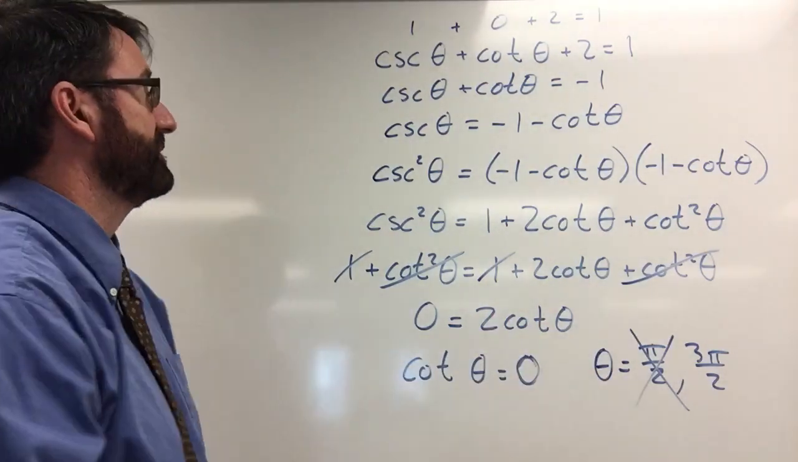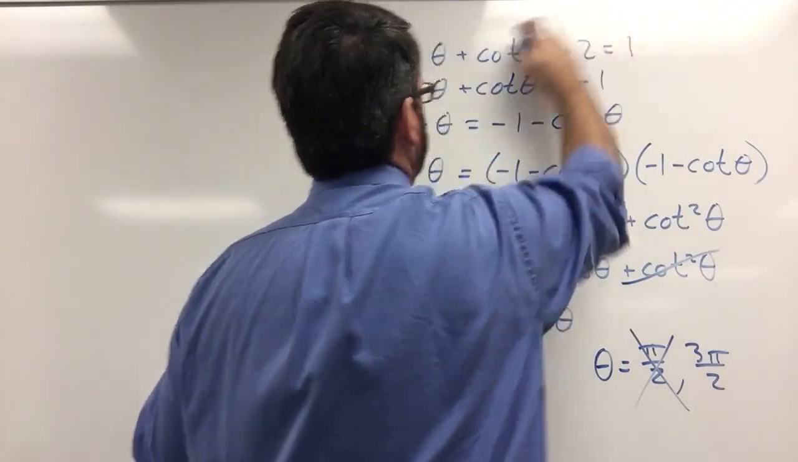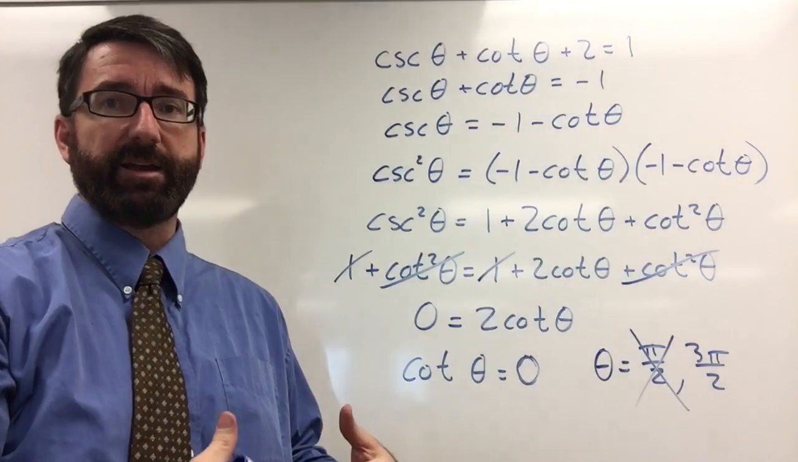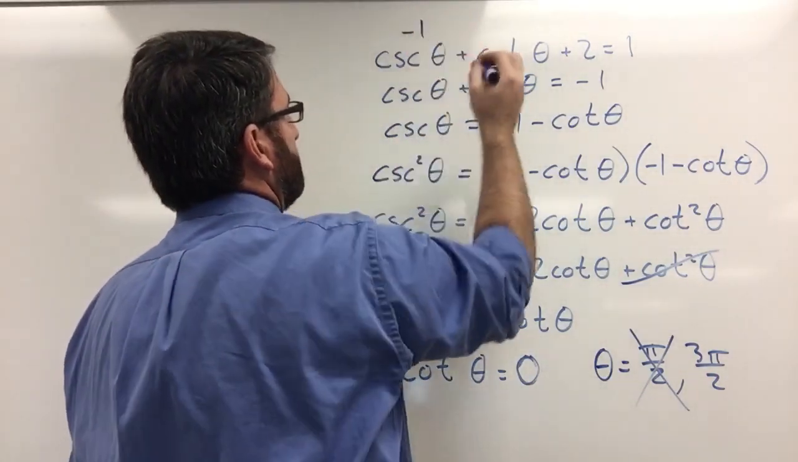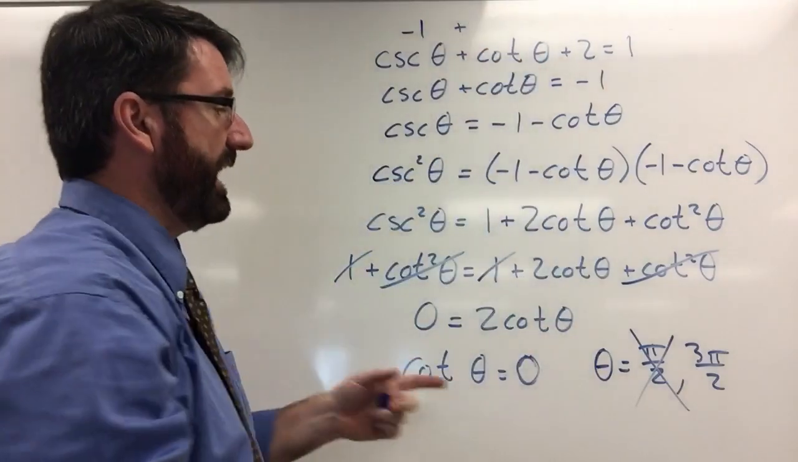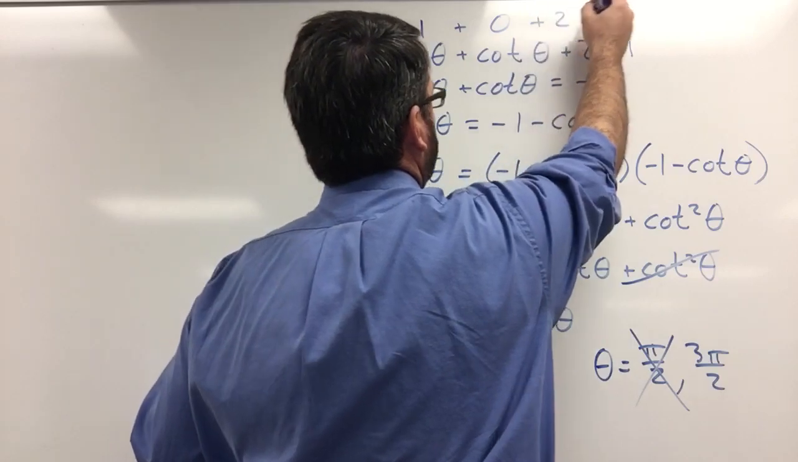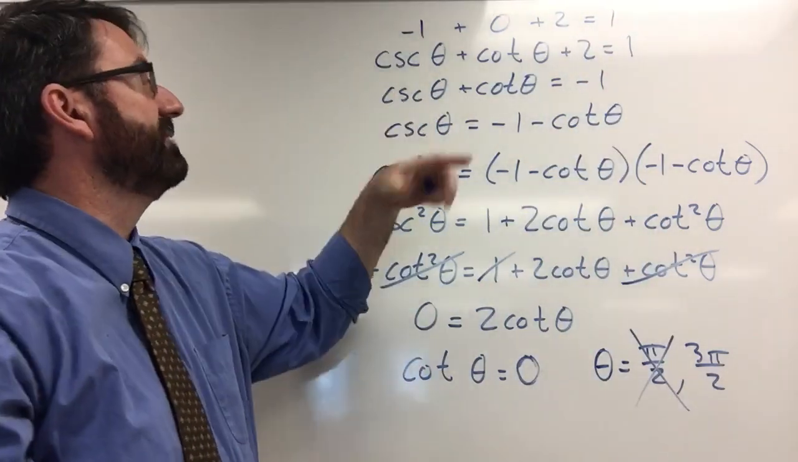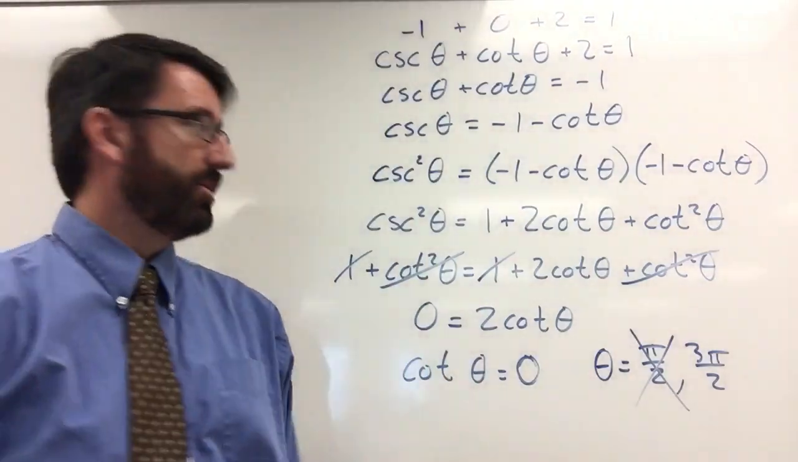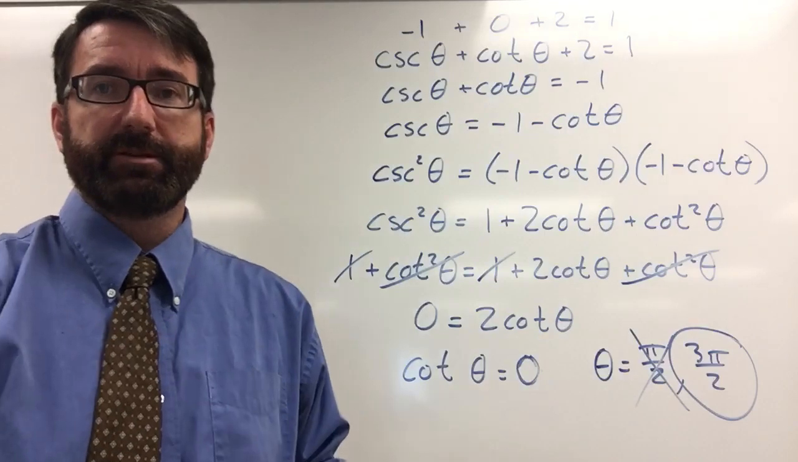Let's try 3 pi over 2. So the cosecant of 3 pi over 2, well, sine of 3 pi over 2 is negative 1, so the cosecant would also be negative 1. The cotangent is going to be 0. Plus 2 is equal to 1. So negative 1 plus 0 plus 2, that does equal 1. So this 3 pi over 2 is going to be our solution.